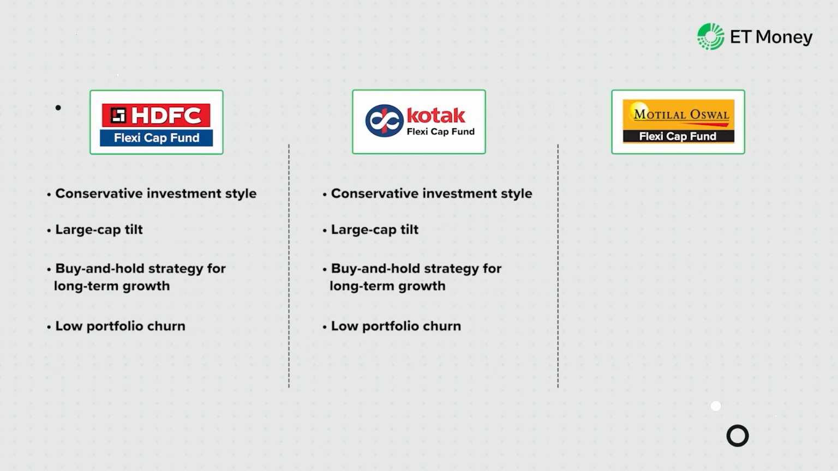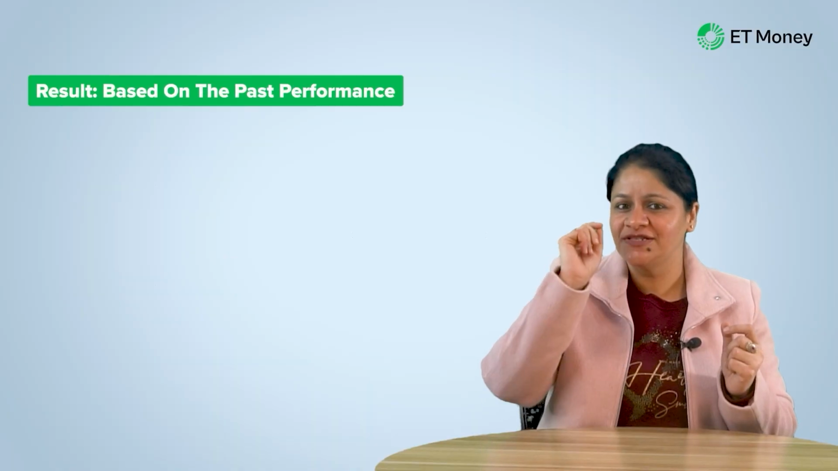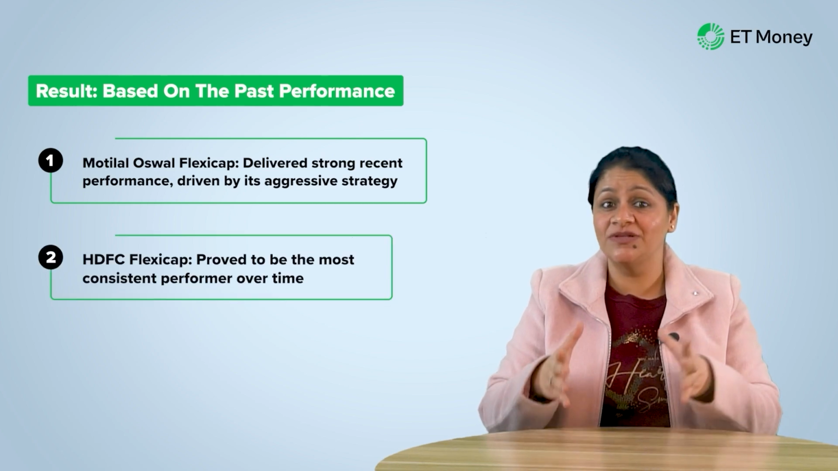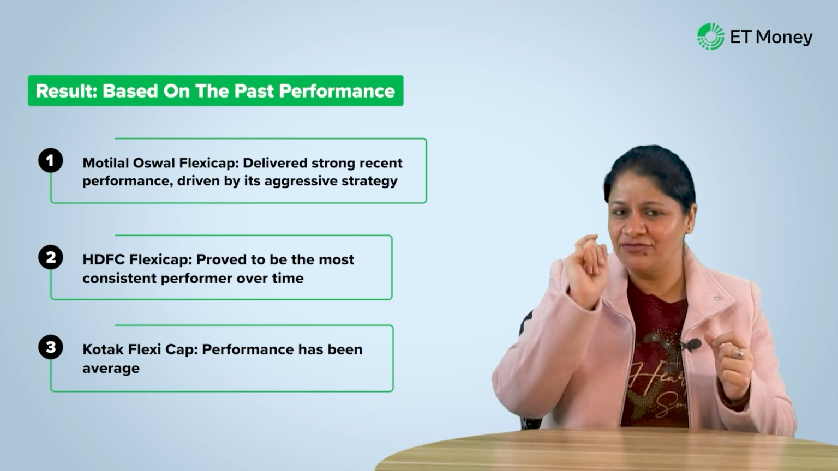Motilal Oswal Flexi Cap, on the other hand, is for adventurous investors who don't mind taking extra risks. It maintains a highly concentrated portfolio, invests aggressively in mid-caps, and has a high turnover ratio. From a performance point of view, Motilal has done better recently, while HDFC looks to be the most consistent player. Kotak has put up just about an average show.